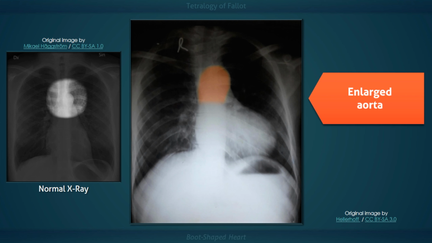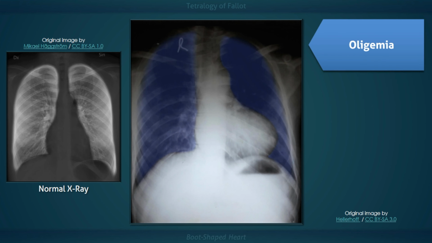The fourth defect is an overriding aorta, which along with pulmonic stenosis and a VSD facilitates the shunting of blood away from the pulmonary system. This results in a large aorta, which in a significant proportion of patients is right-sided, and decreased pulmonary vascularity, oligemia, which is visualized on this X-ray as diminished lung markings, that is, increased blackness of the lung fields.